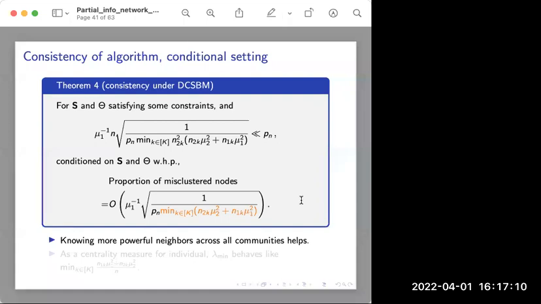global community membership. And coming back to the centrality measure we mentioned earlier, the lambda mean, we can actually show the lambda mean behaves like this ratio here. So the same interpretation applies to the centrality measure. The more powerful neighbors you know, the better you're going to perform.